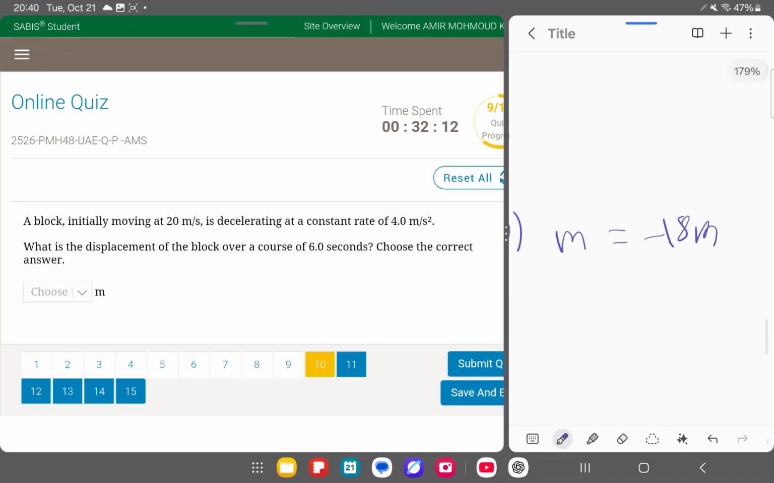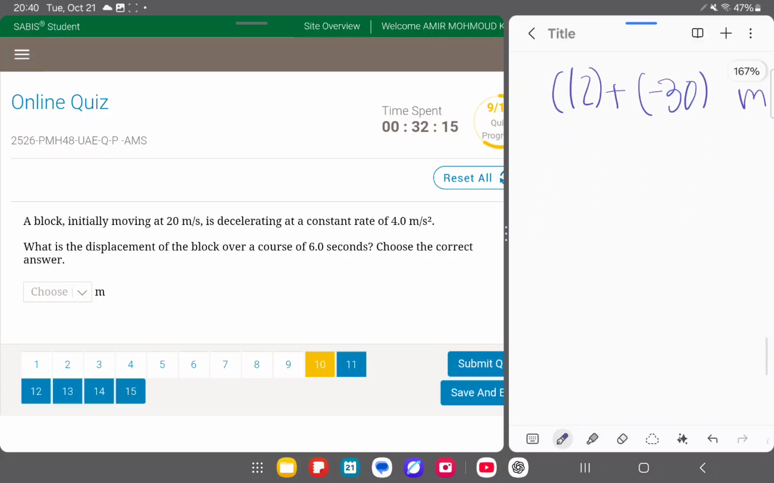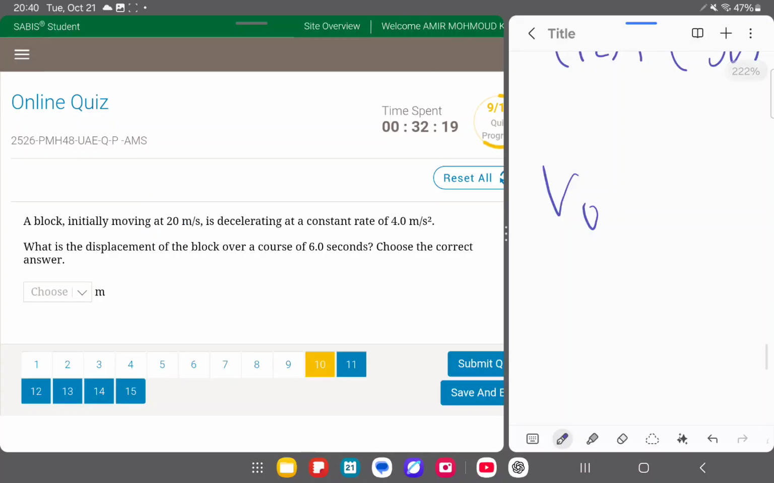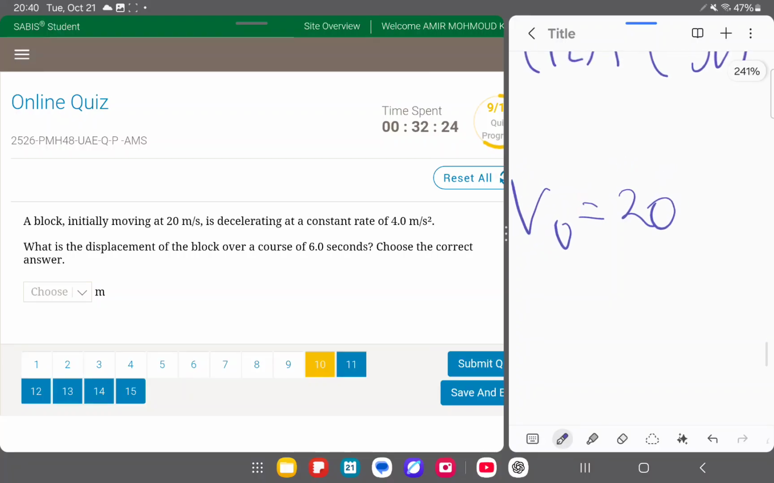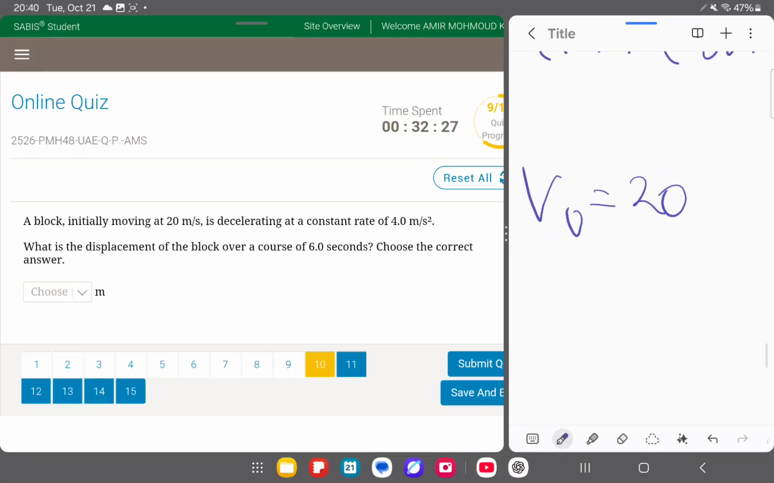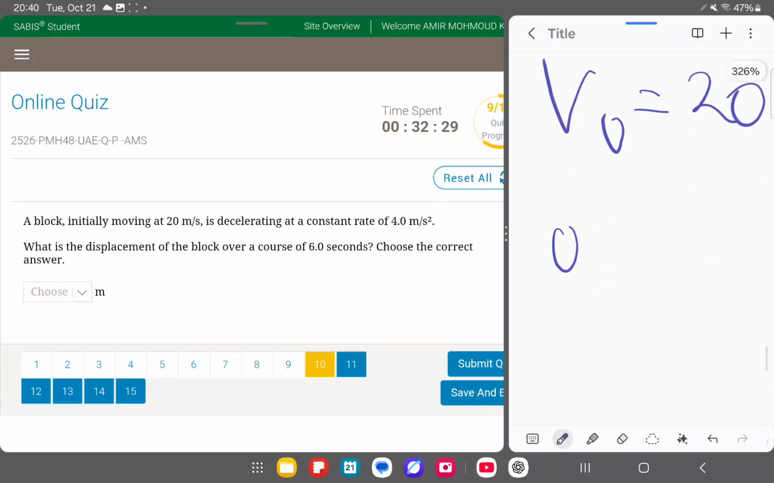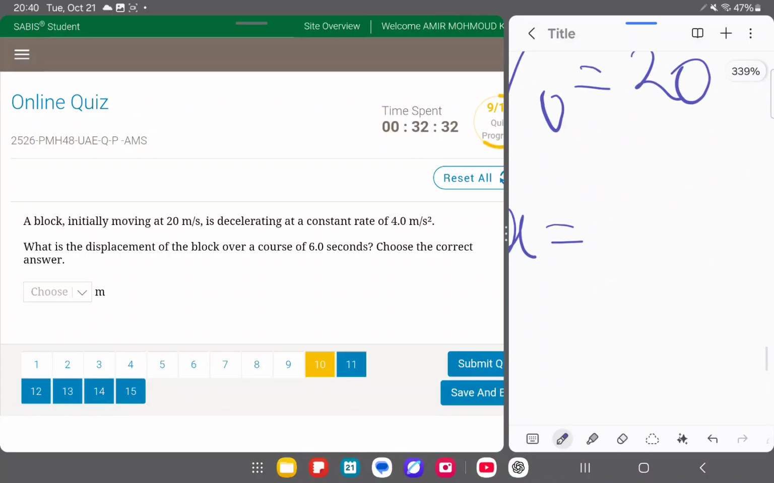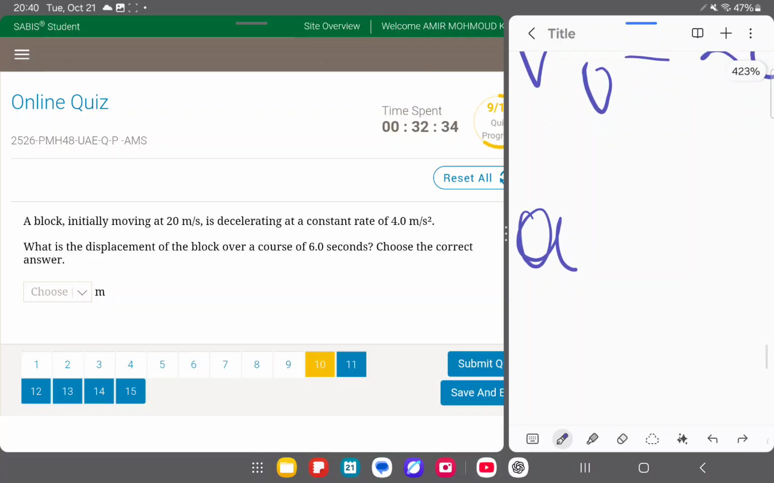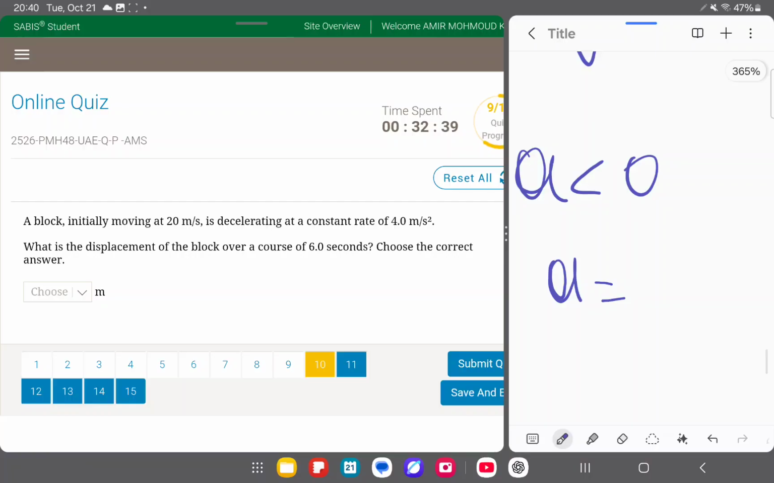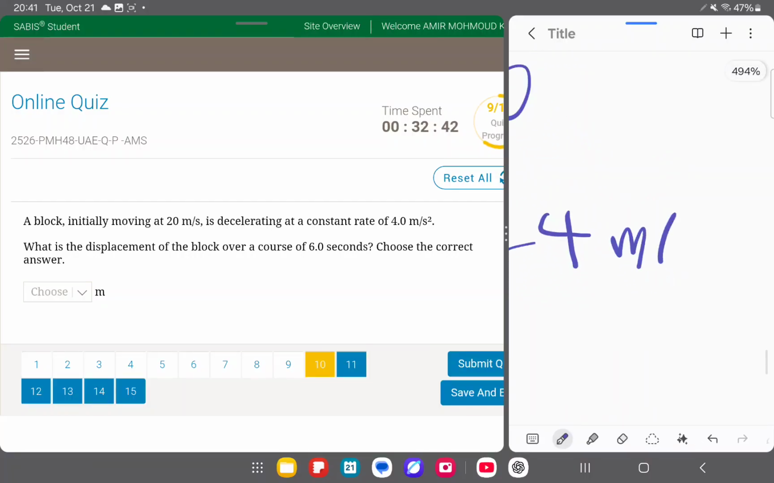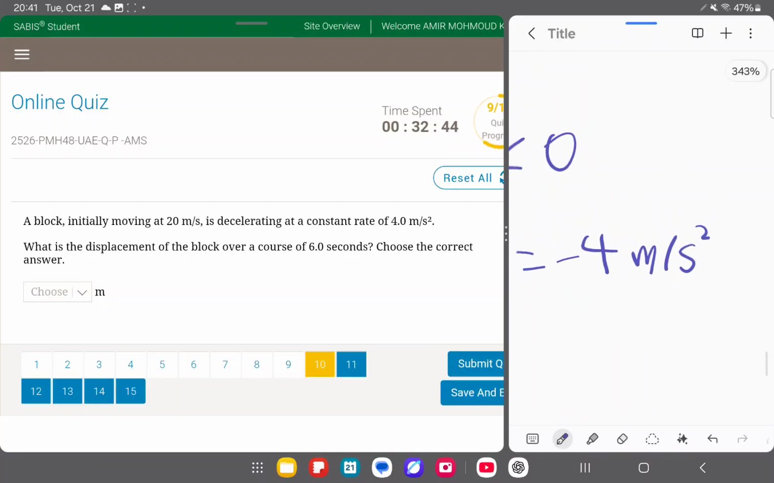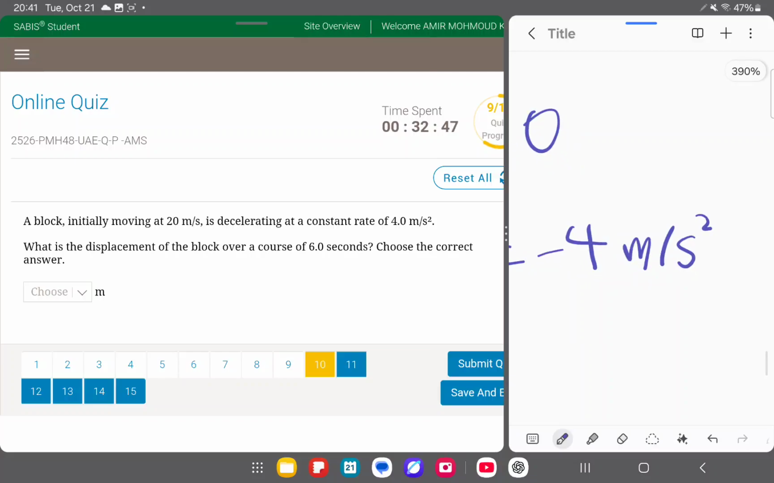Okay, a block initially moving. When they're saying initially moving, that means it has v0 equal to 20. And it's decelerating at a constant rate. When it's saying decelerating, that means acceleration is a equal to minus 4 meters per second squared. And they're asking what's the displacement of the block over a course of 6 seconds.